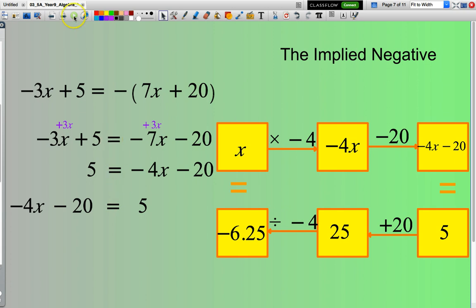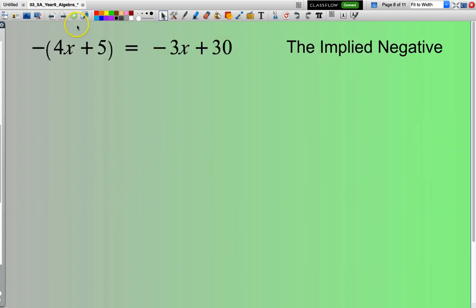Okay, one more to look at, I think. So let's have a look here. This time I am multiplying everything that's inside these brackets here with a negative 1. So that becomes negative 4x minus 5 equals negative 3x plus 30.